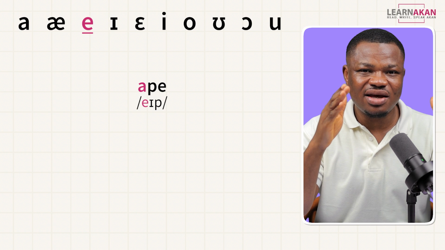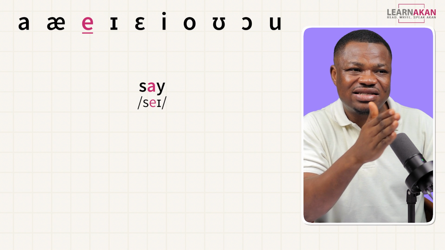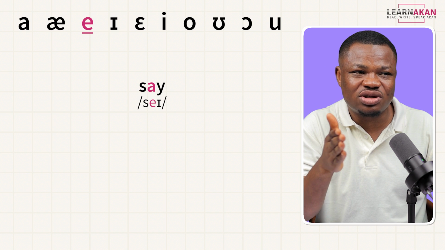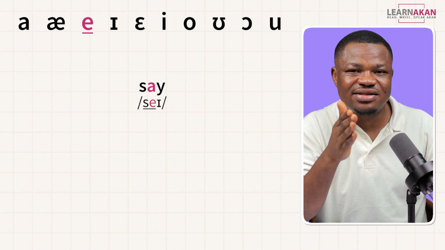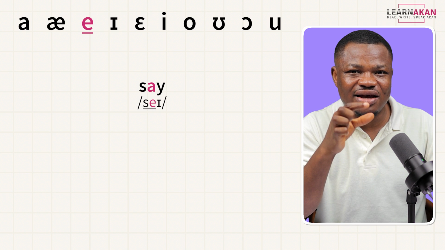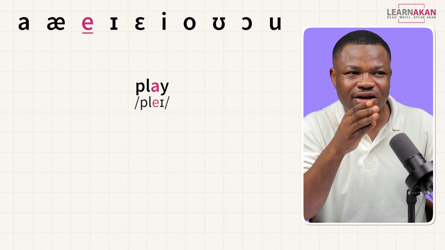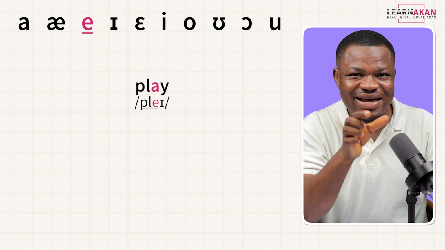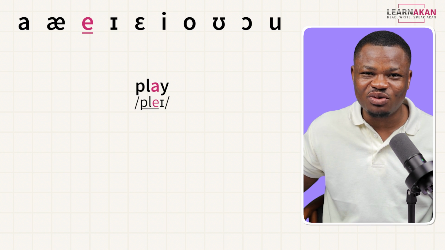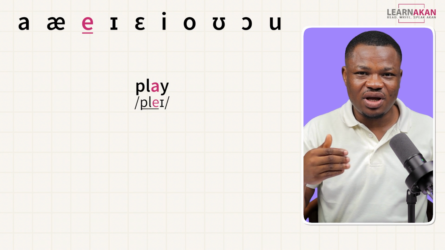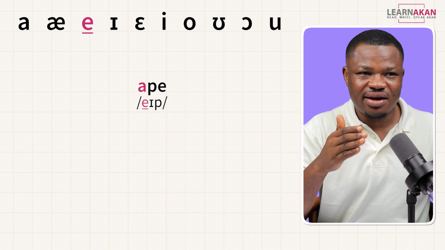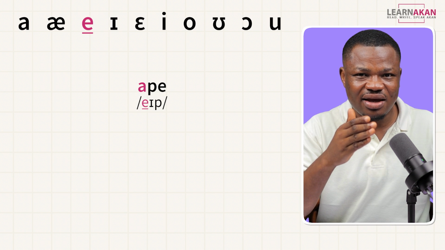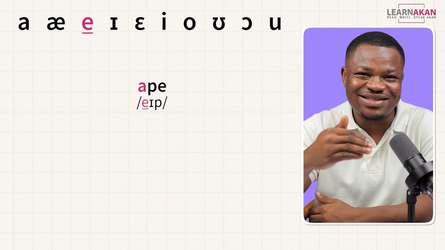And this is the case for all the sounds here. So we have E. So it's like saying say, but cutting it short. Say, say. So you hear the E there. Play, play. That E sound, right? That is what we are looking at here. So ape, that E that starts it.